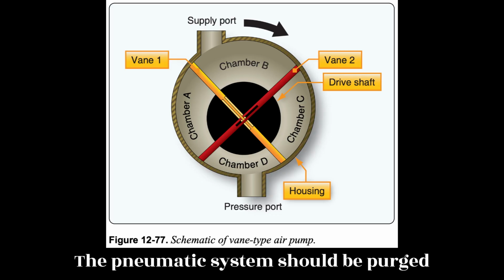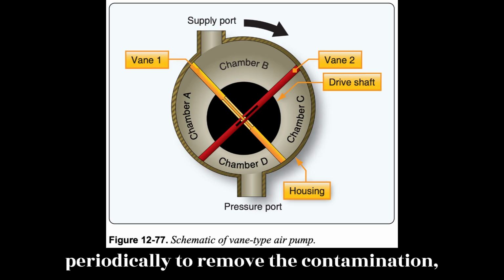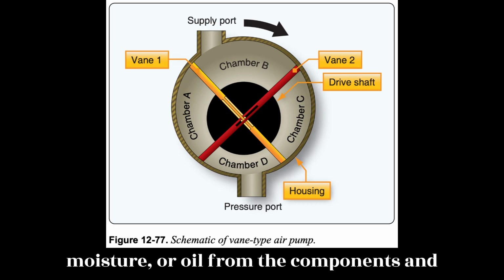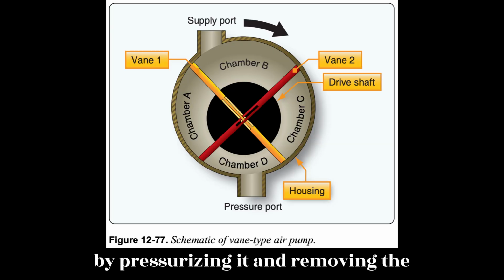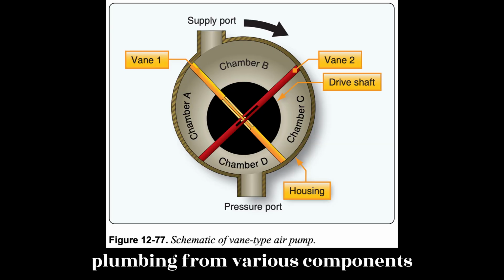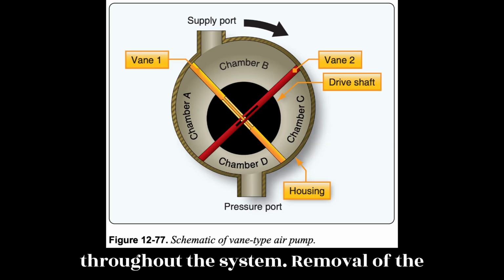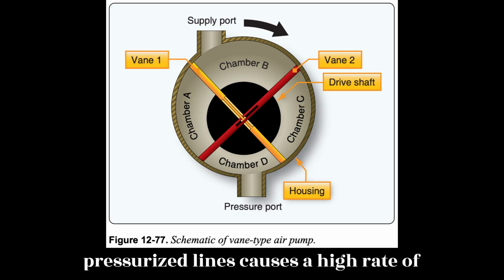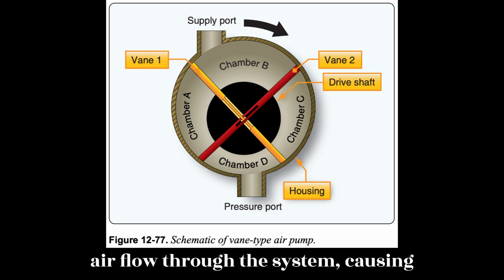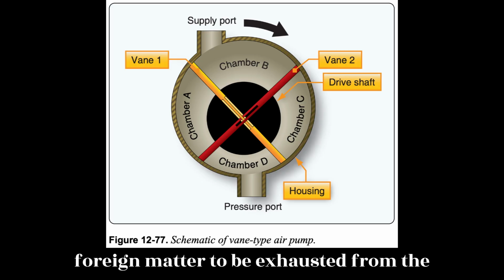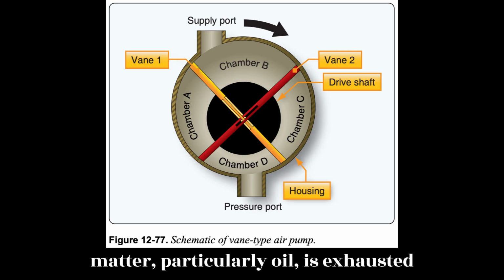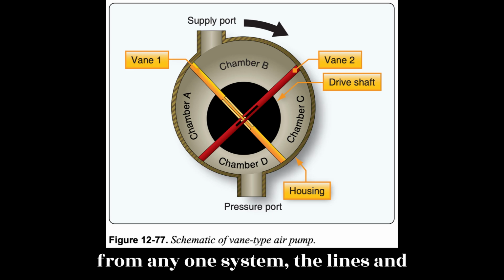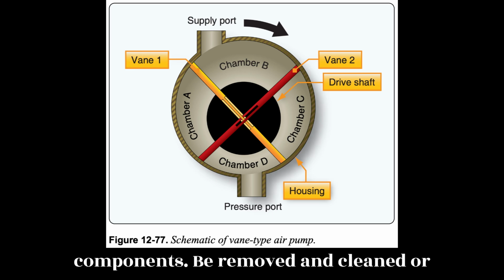The pneumatic system should be purged periodically to remove the contamination, moisture, or oil from the components and lines. Purging the system is accomplished by pressurizing it and removing the plumbing from various components throughout the system. Removal of the pressurized lines causes a high rate of airflow through the system, causing foreign matter to be exhausted from the system. If an excessive amount of foreign matter, particularly oil, is exhausted from any one system, the lines and components should be removed and cleaned or replaced.